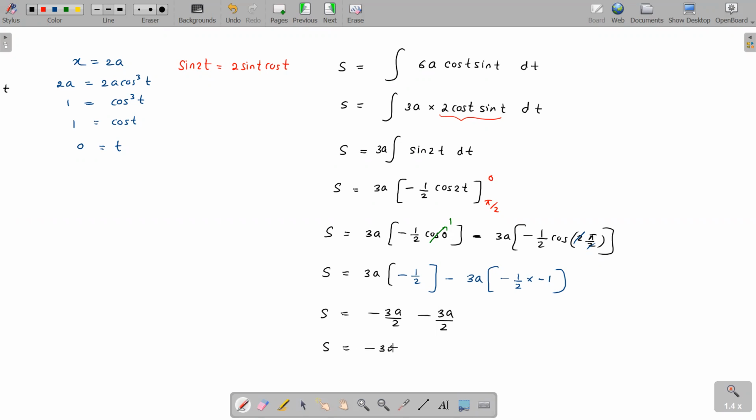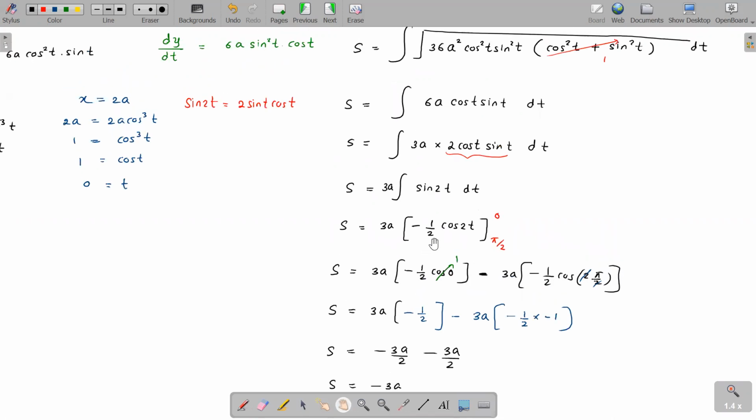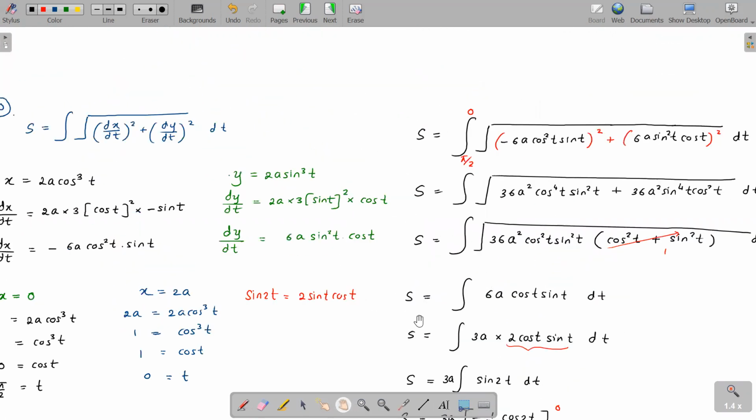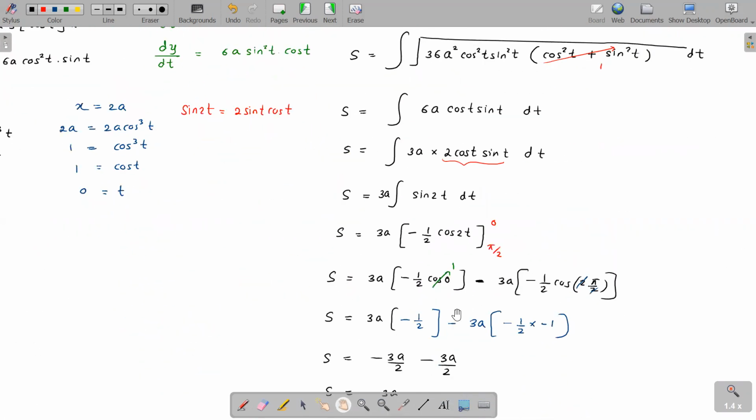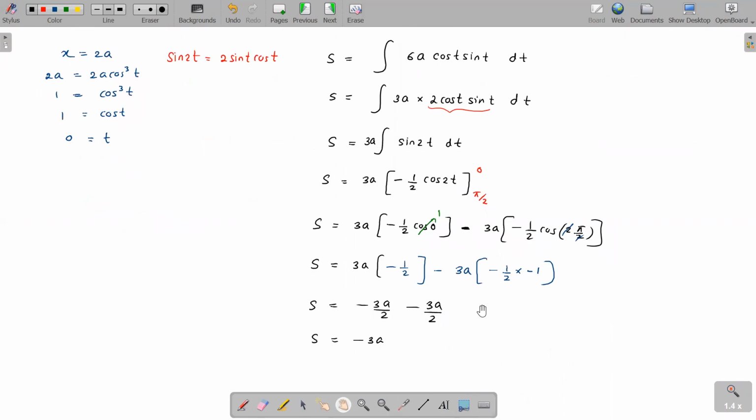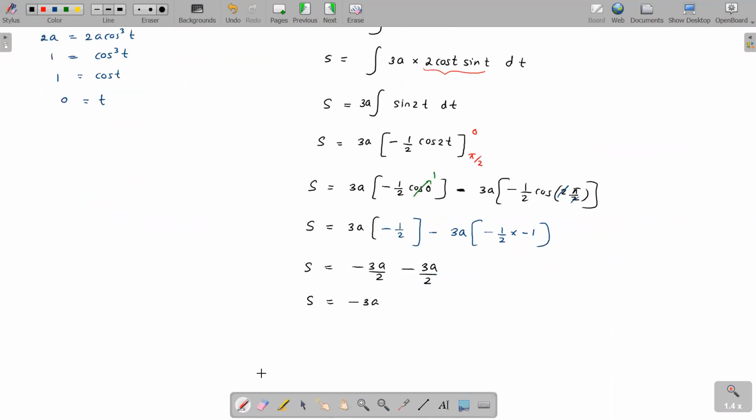Okay, however, there is one issue now. I've given a negative arc length. I think it's mainly because of the way I've used the limits. We know arc length is supposed to be what? It's a length. It's supposed to be positive. So my arc length is going to be 3a, not negative 3a.